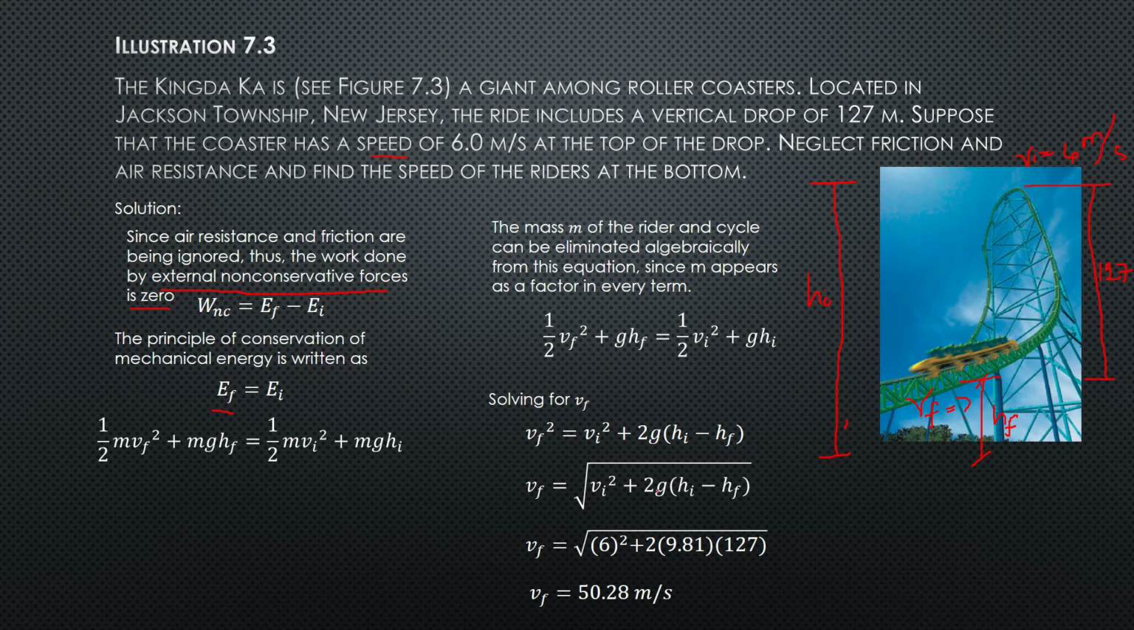and then substituting the values, the final velocity will be the square root of the initial velocity 6 squared plus 2 times the acceleration due to gravity, which is 9.81, multiplied by the initial height minus the final height, which gives us 127 meters.